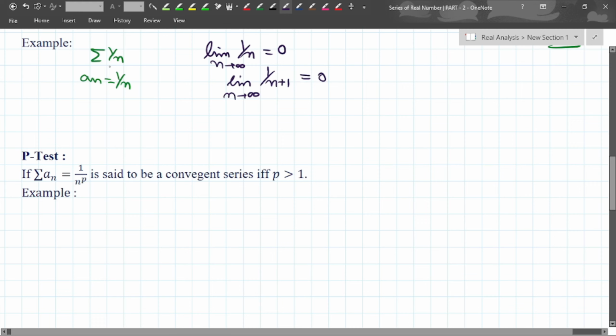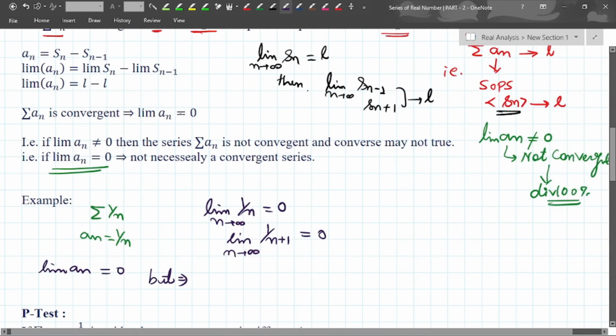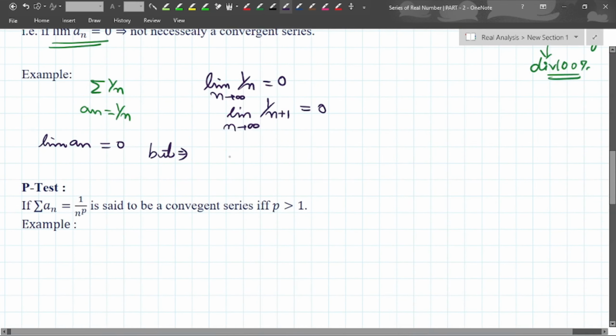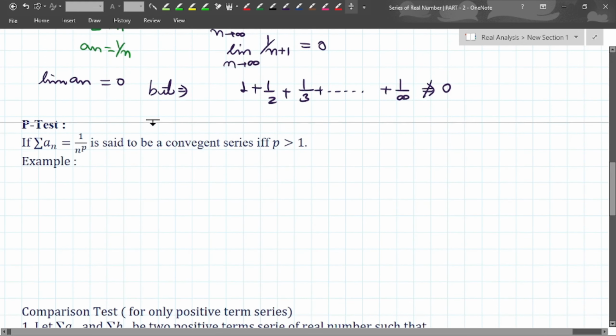Now, this is nothing but a series, and this series is going to be divergent, even though here the limit of an is 0. But the sum of this series is 1 plus 1 by 2 plus 1 by 3 up to 1 upon infinity, and this sum is not equal to 0. Now I will show you with one more example.